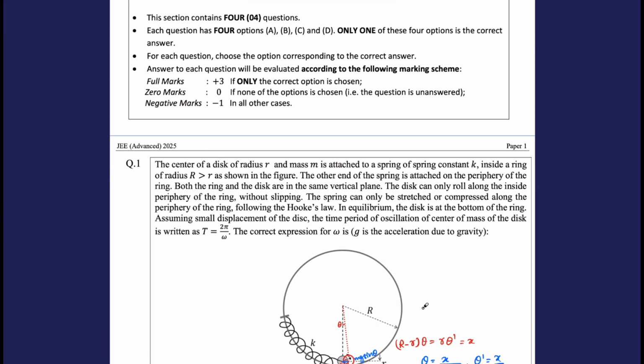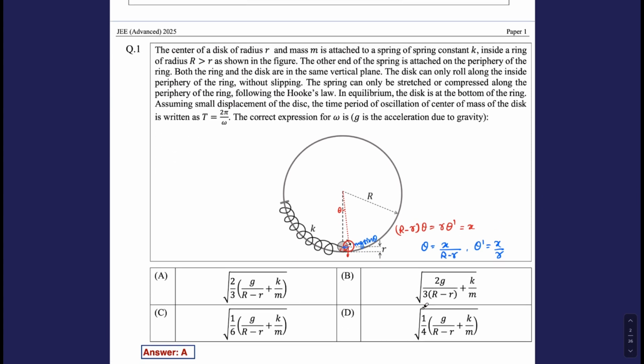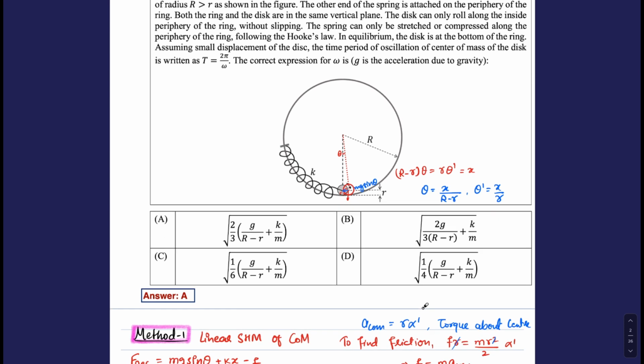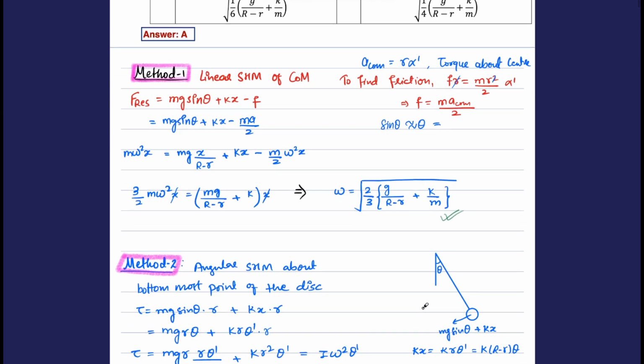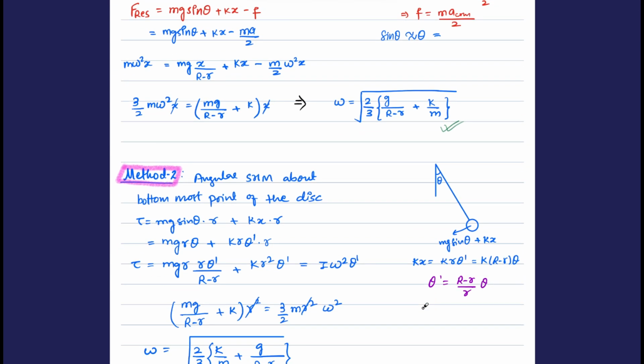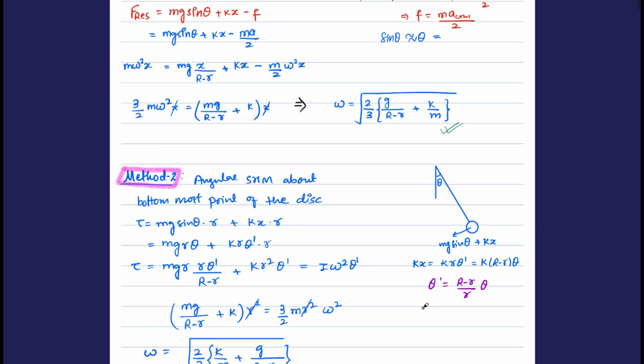So in the last class we were seeing this question of JEE Advanced 2025 and the oscillation time period. Using method 1, linear SHM of center of mass, we had already seen, and now we are solving method 2. In the last class I said method 2 I will be discussing. So method 2 is using the angular SHM.